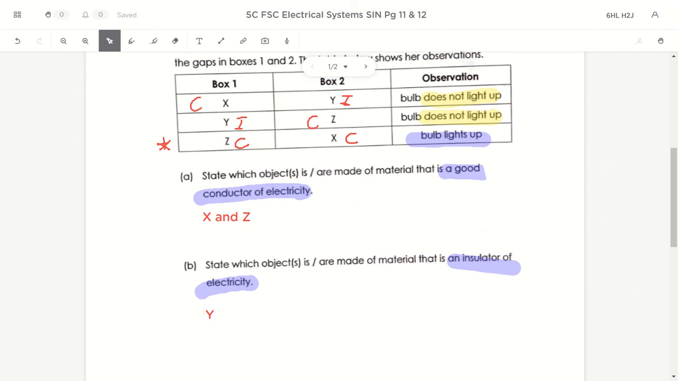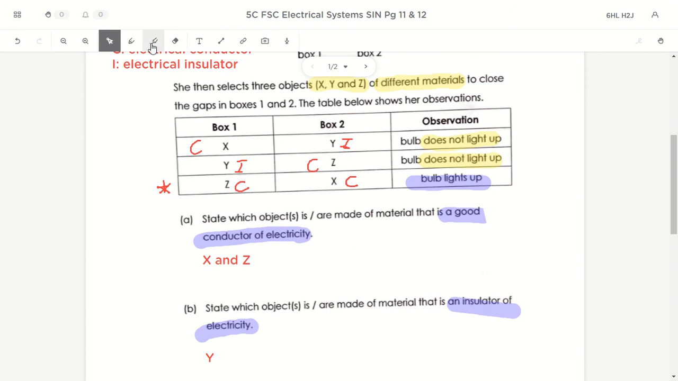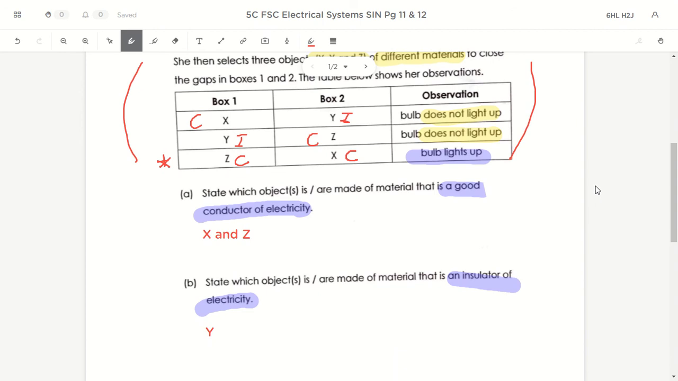So for every science question, spend time to understand the diagram, to understand the data. Once you understand the data, the bottom is very simple. So good conductor, X and Z, electrical insulator will be Y. All right, so this is page 11. Now we go on to page 12.